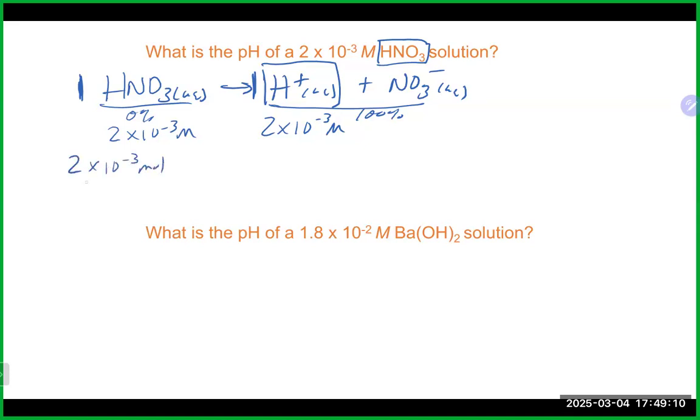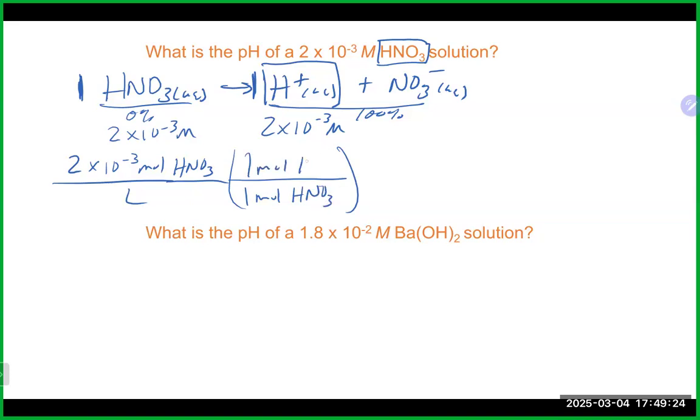That is moles per liter of nitric acid. Doing a little mole-to-mole relationship, just like you do in stoichiometry. See, I wasn't kidding. We'll do a little stoichiometry action. 1 mole of nitric acid, 1 mole of H plus, moles of nitric acid cancel, and gives you 2 times 10 to the minus 3 moles per liter of H plus. So 1-to-1 relationship here, same concentration.